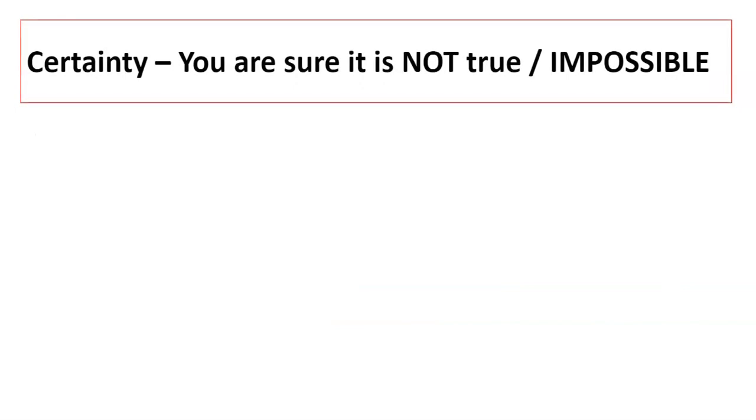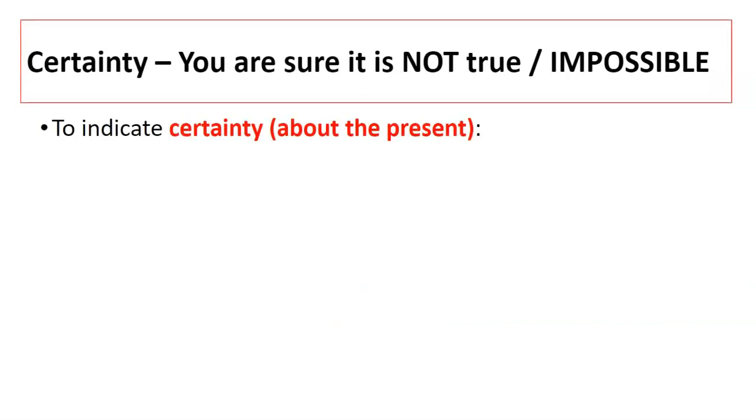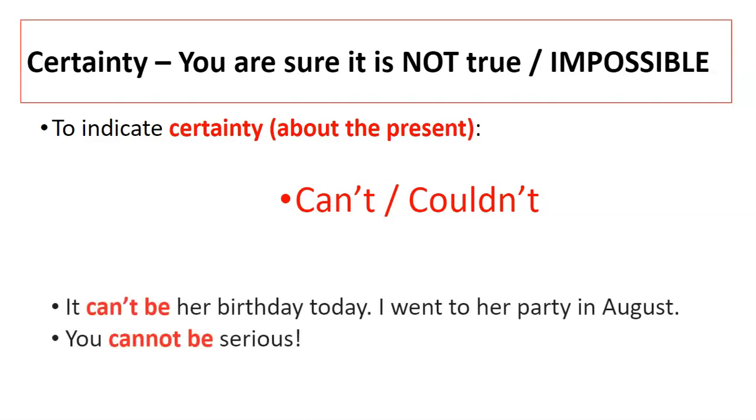Sometimes we're sure that things are not true or that things are impossible. In that case, we use a different modal. So when we're sure that in the present it's not true, it's impossible, we use can't or couldn't. And remember, this is to express that things are impossible. It can't be her birthday today. I went to her party in August. It's impossible that her birthday is today because last year I celebrated her birthday with her in August. And this is the typical phrase, no, you can't be serious, it's impossible that you're being serious because you've said something that is ridiculous.